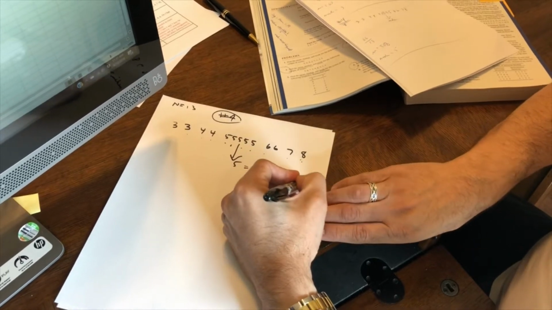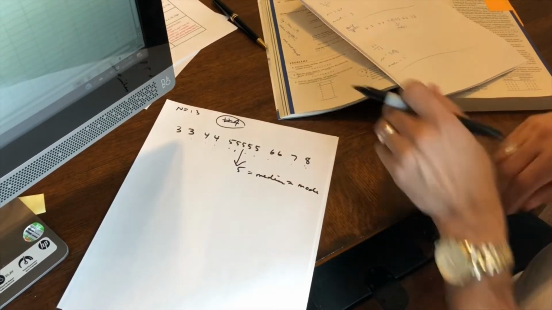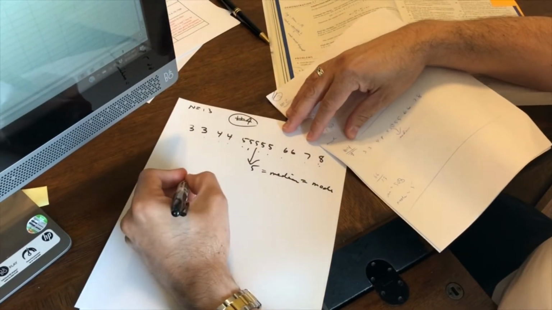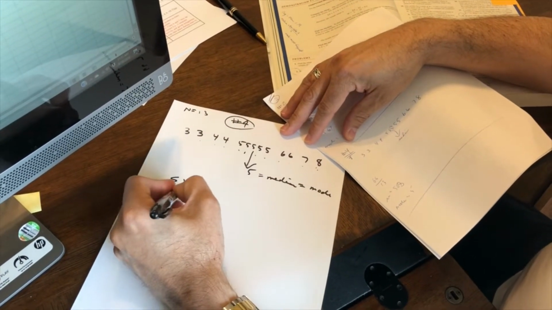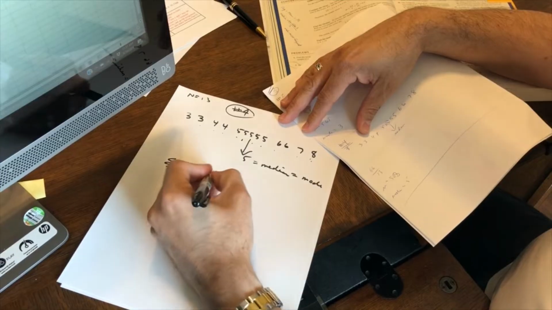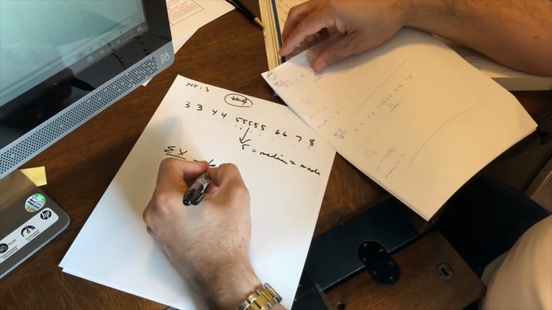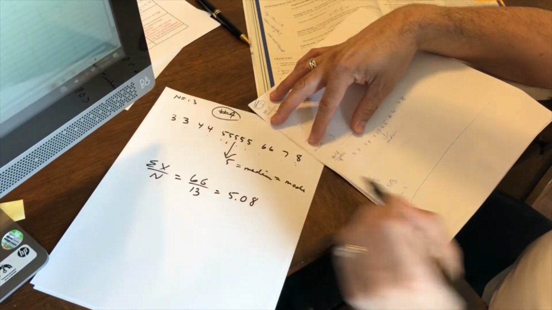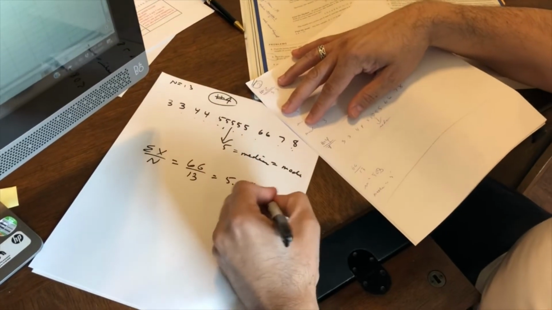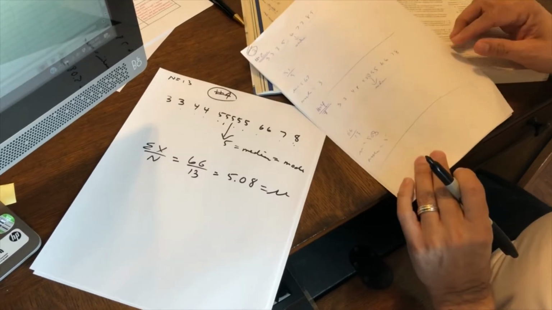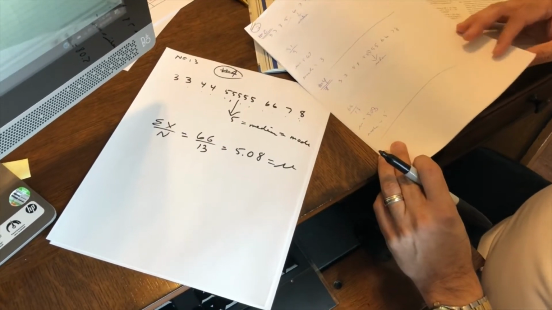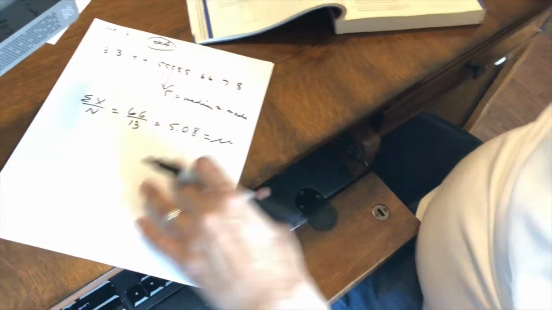Median and mode. And then the average, which I've done already. So the total summation of your numbers divided by n. So you have 66 divided by 13. And I'll do that in my head. Not really, I did it already. There you go. That's your mean, the average. Okay? So I went ahead and did number 4.